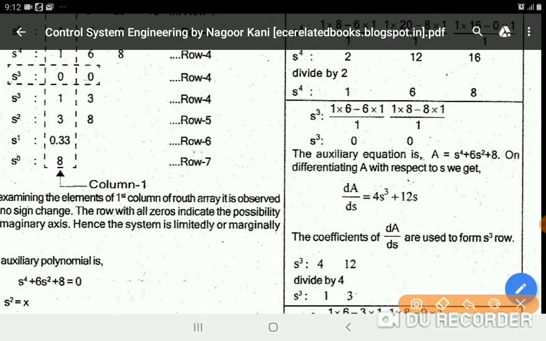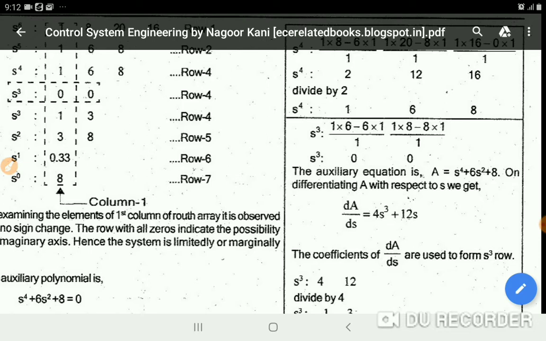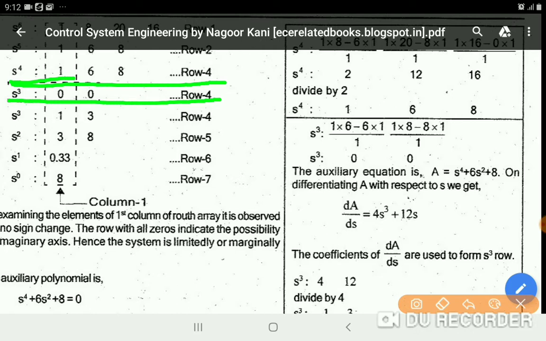In case 2, if a 0 row comes, then we need to frame an auxiliary equation and differentiate it with respect to S and proceed further. Now write the auxiliary equation. This is a case where we get a 0 row. The previous row is the S power 4 row, means all the terms are even power S coefficients. So it is S power 4, then 6S square, and 8 with S power 0, means a constant value. Similarly, we write the auxiliary equation from this: S power 4 plus 6S square plus 8 equal to 0.